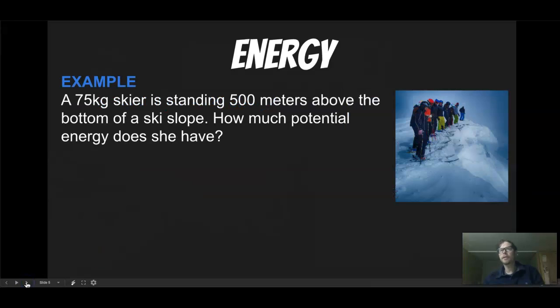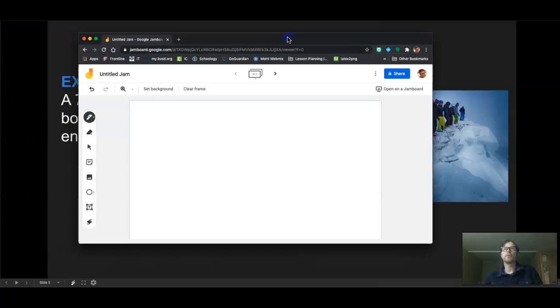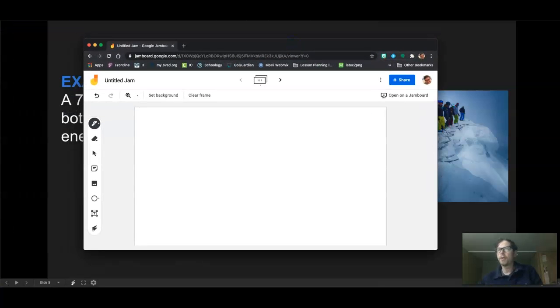So let's calculate an example. We've got a 75 kilogram skier, and that skier is standing 500 meters above the bottom of a ski slope, just like perhaps the people in the picture. How much potential energy does this skier have? So let me show you my Jamboard. We're calculating the potential energy, right? And so don't forget that potential energy is equal to m times g times h.